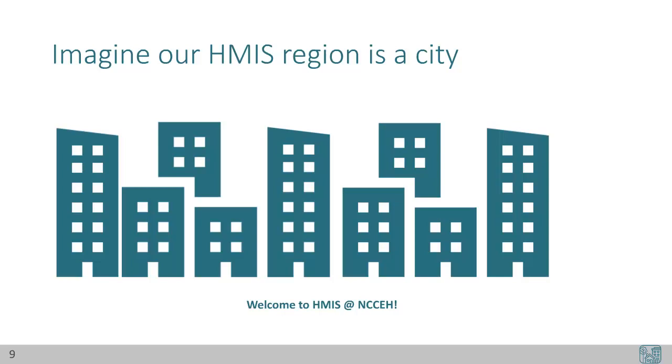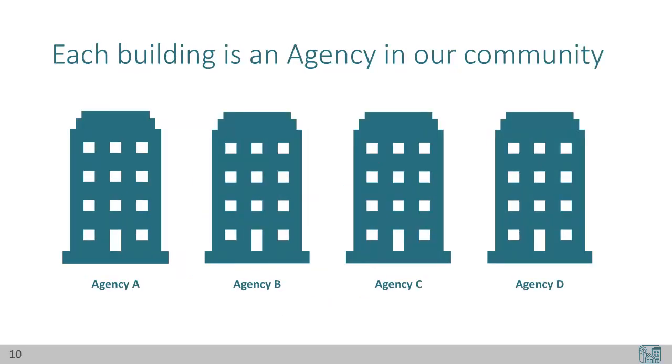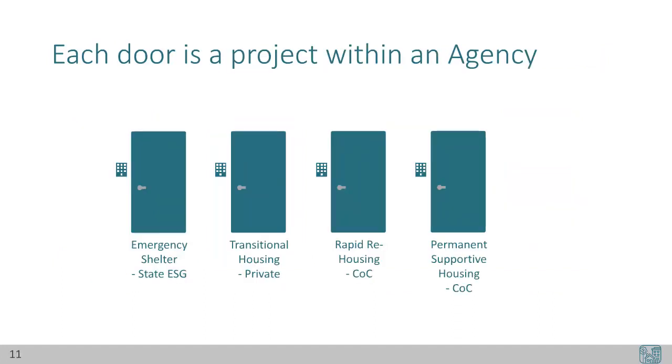Imagine that our HMIS region is a city. We are all using the same database with the same website. Each building in that city is an agency in our community. Here we have very cleverly named Agency A, B, C, and D. Inside each building, there are rooms. Each door is a project within an agency. A single agency may have shelter funded by state ESG, transitional housing that is privately funded, and permanent housing projects funded by the continuum of care.